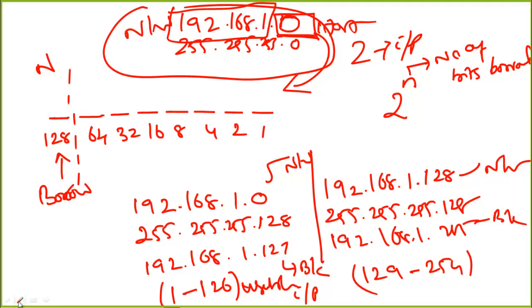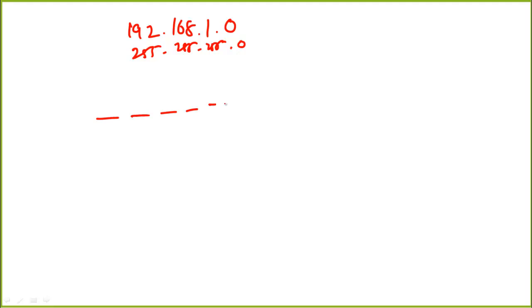Just imagine I'm going to apply the same concept for borrowing 2 bits. The 192.168.1.0 network. Subnet mask, we all know it is 255.255.255.0. What I'm going to do is borrow 2 bits now. 1, 2, 3, 4, 5, 6, 7, 8. So 128 position value, 64, 32, 16, 8, 4, 2, 1. I'm going to borrow 2 bits now.